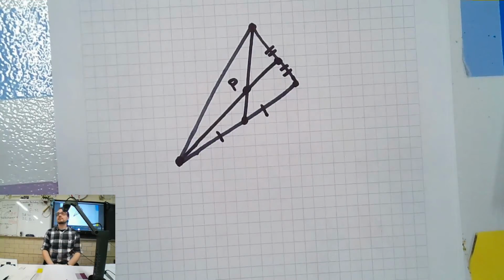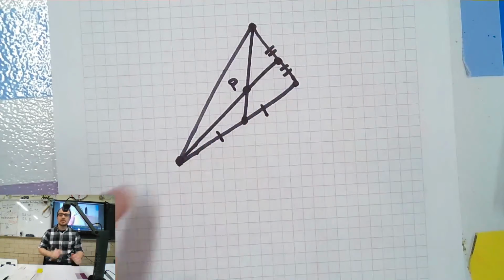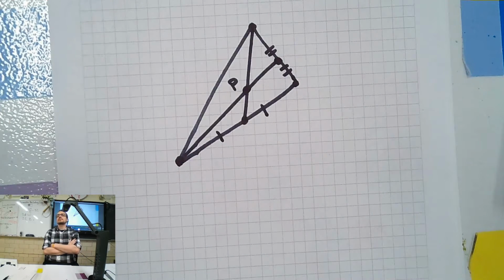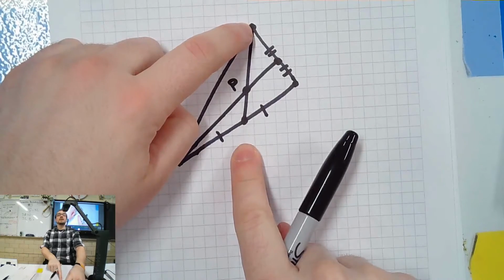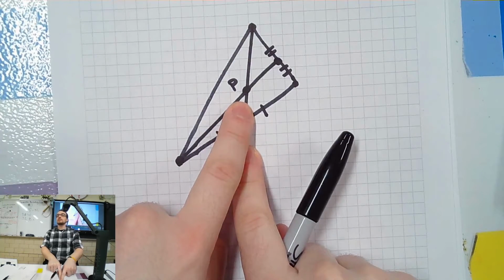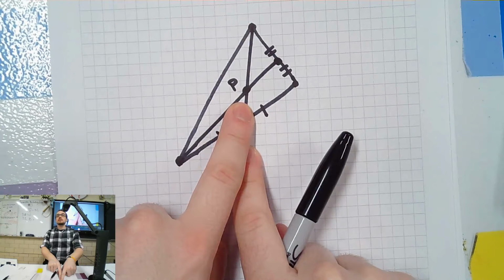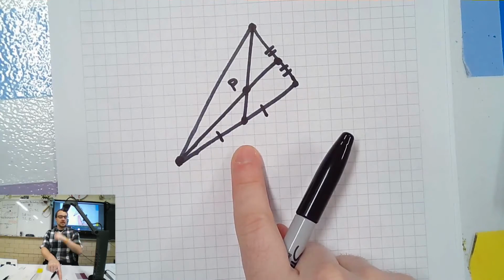Is P the incenter? No, because P is supposed to be where the angle bisectors are. These lines aren't angle bisectors. What kind of lines are those? Medians, vertex to midpoint. So that's not the incenter. What is it? What's the center of the medians? It's the one we learned first. Centroid, right? Center of mass.